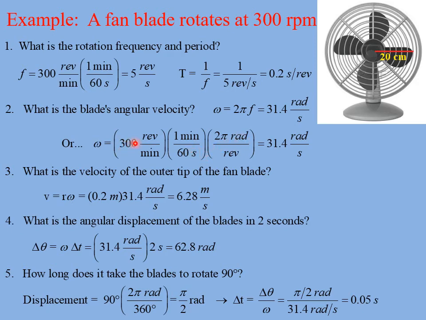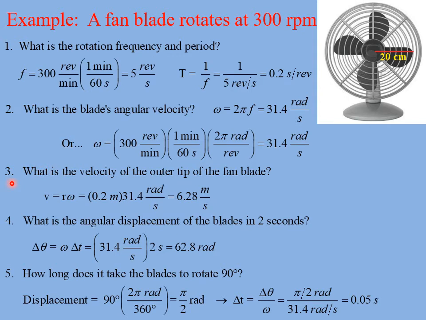So I have 300 divided by 60 times 2 pi, and that will give us the same answer of 31.4 radians per second. Obviously, this method up here is more convenient and efficient to do, less work for us. All right, let's move on to number 3.